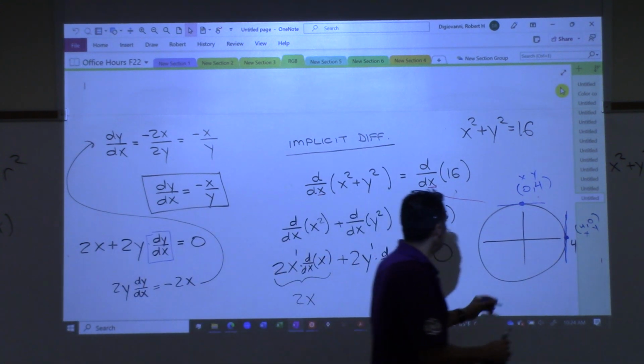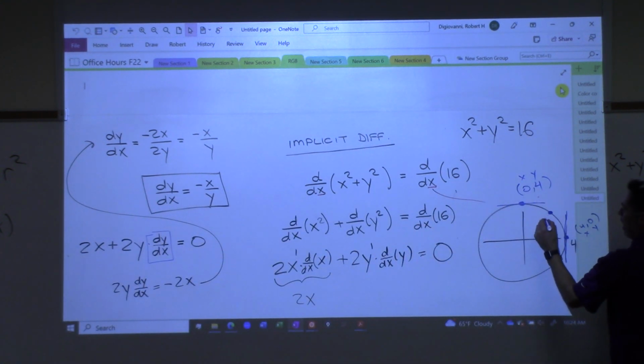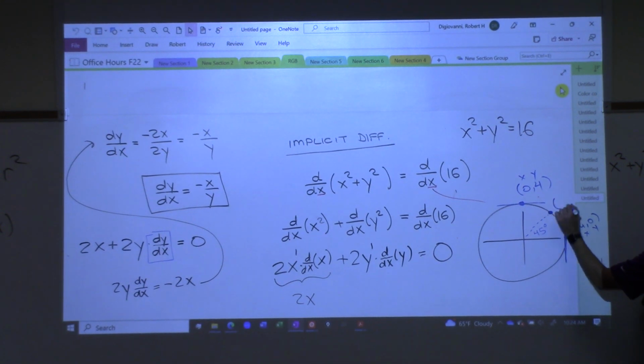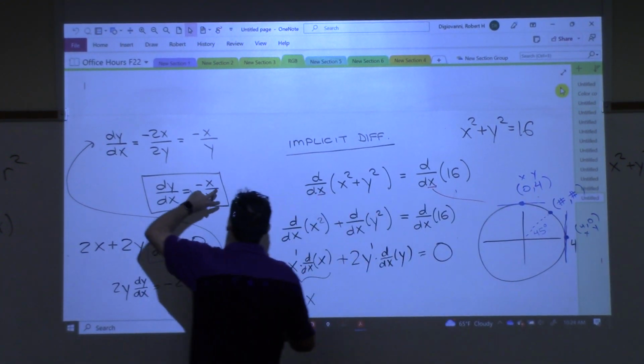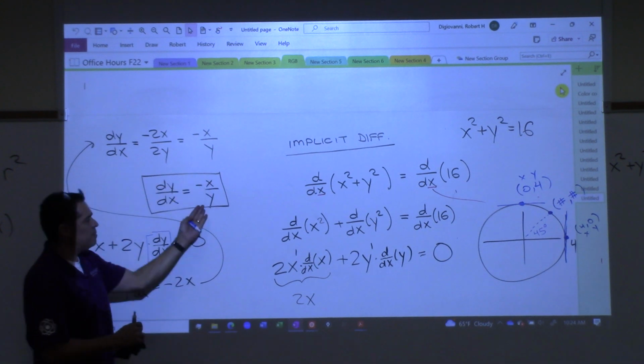How about this point right here? Right at 45 degrees. We actually don't know exactly what that point is, but do you agree that whatever this number is, it's exactly the same because you're at 45 degrees? These two numbers would be the same? So if I take those two numbers and I plug them in right here, if those are the same two numbers, then what's my answer going to be?